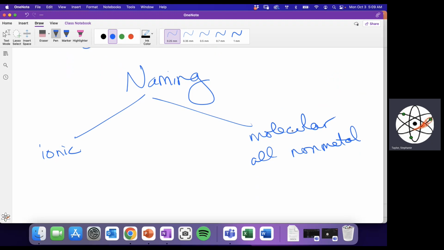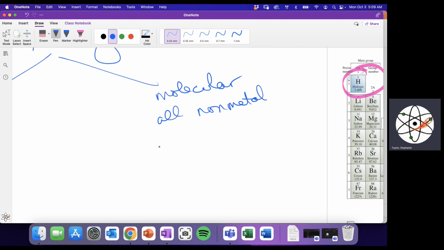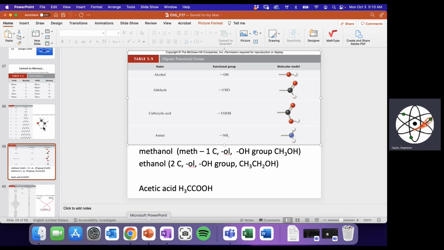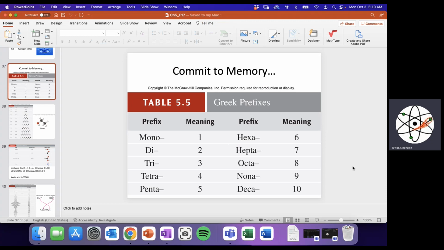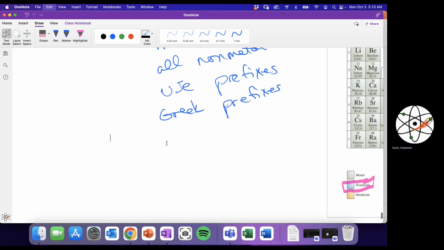Okay, so molecular are all nonmetals. And for molecular compounds, we just name these with prefixes. So we use prefixes for these. So there are Greek prefixes. I will go ahead and grab that chart as well, just to show off the fact that there are 10 of them that you are responsible for. There they are, Greek prefixes, 1 through 10. So we are going to be using these for dealing with nonmetals.